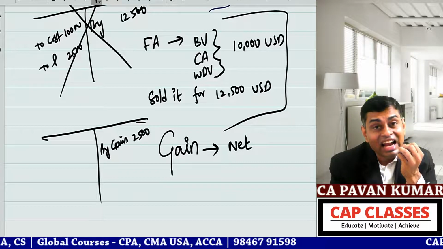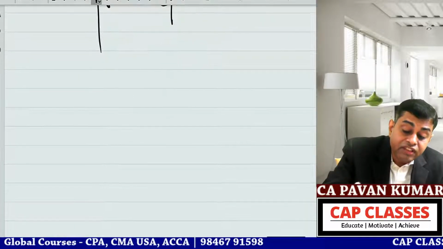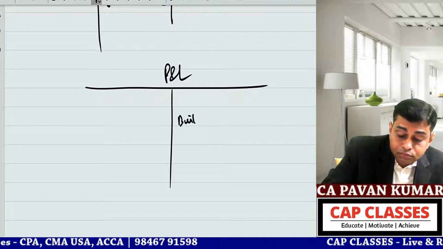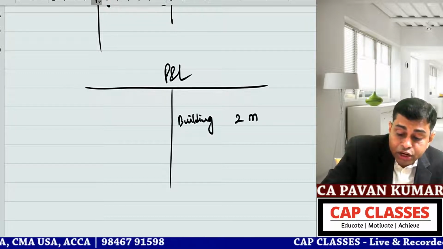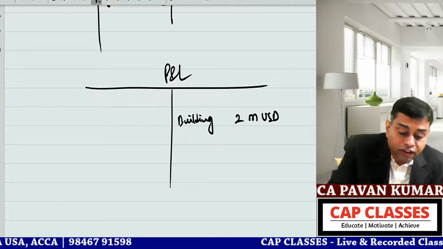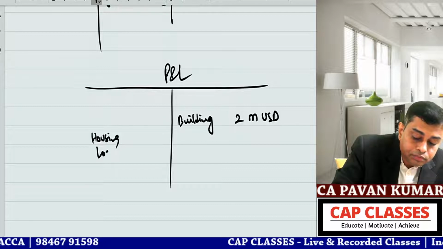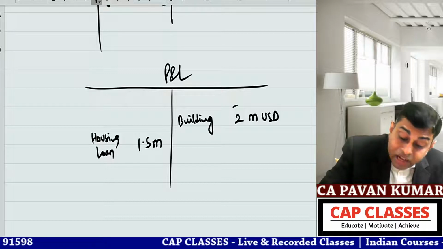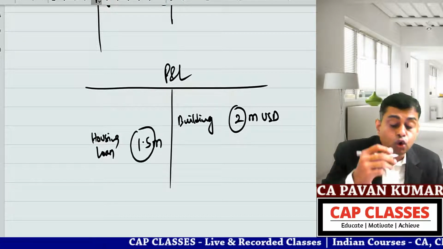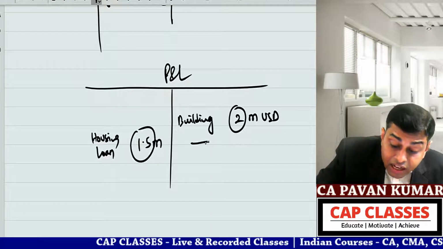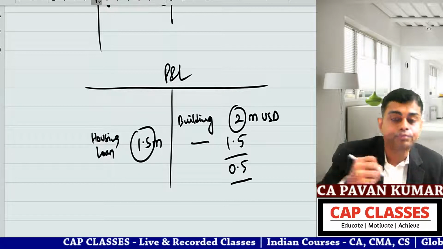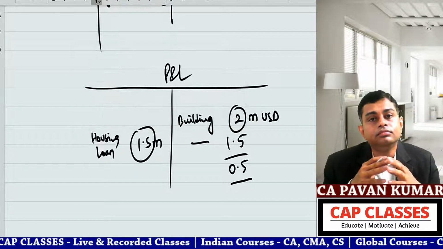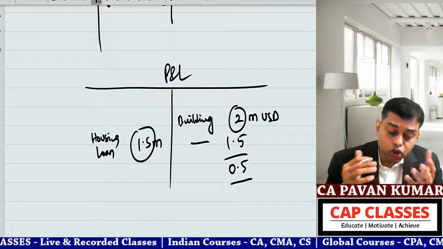How to present an item? Suppose there is an asset, a building, of $2 million US, and I have taken a housing loan for it, which is $1.5 million. So should I show the building as an asset on the right hand side and the housing loan as a liability on the left hand side, or can I subtract 1.5 and show 0.5? All these are presentations, so accounting standards will tell you.